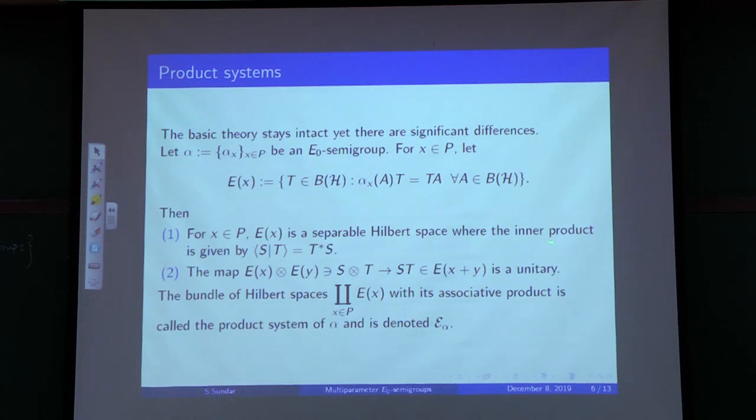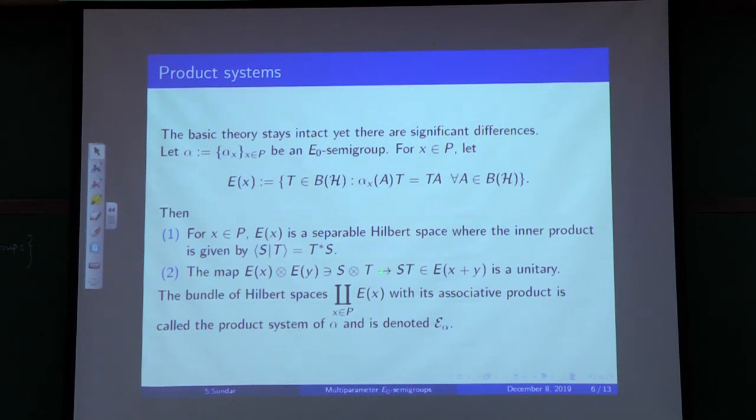I need to tell what the inner product is. If you take two elements S and T from this intertwining space, S intertwines alpha and identity, T intertwines alpha and identity. So T star will intertwine identity and identity. So if you compose, T star S will intertwine identity and identity. That means it commutes with all operators, so it has to be a scalar, and you call that scalar the inner product of S and T. With respect to this inner product, this becomes a separable Hilbert space. In fact, you can recover the endomorphism alpha x from this intertwining space.